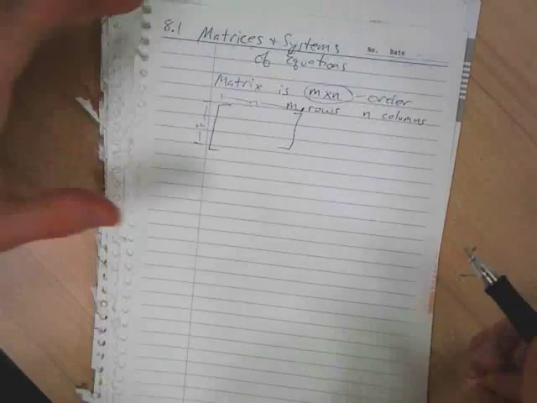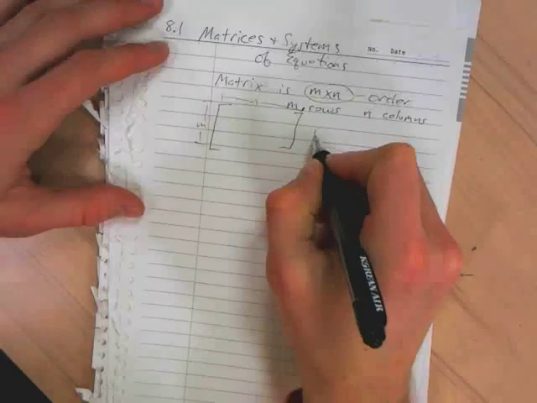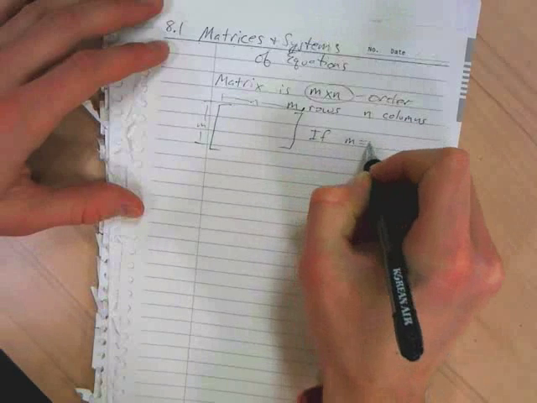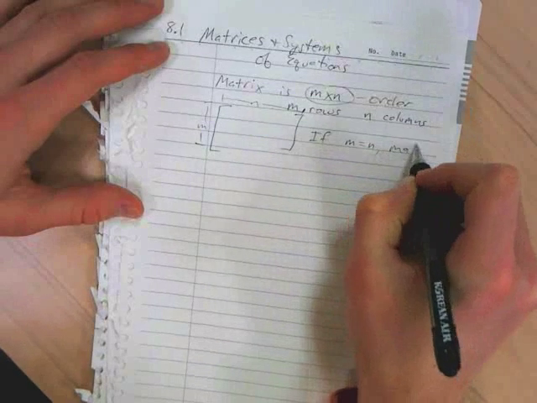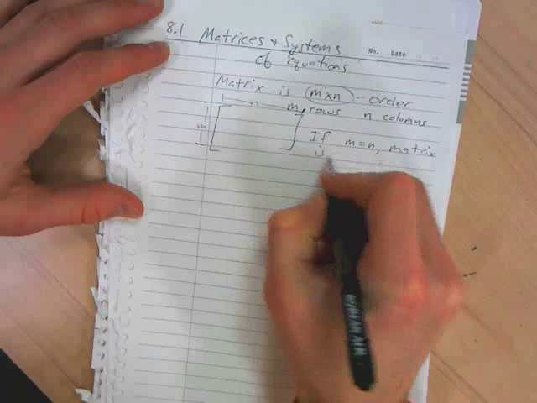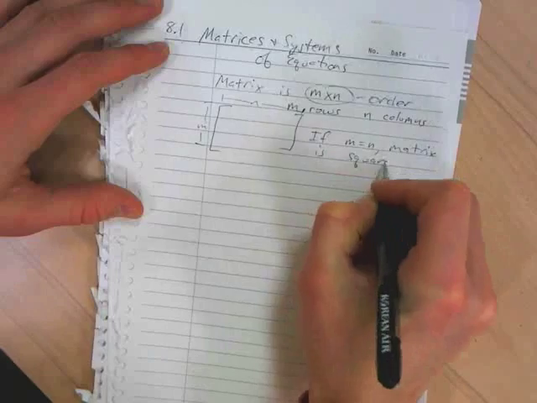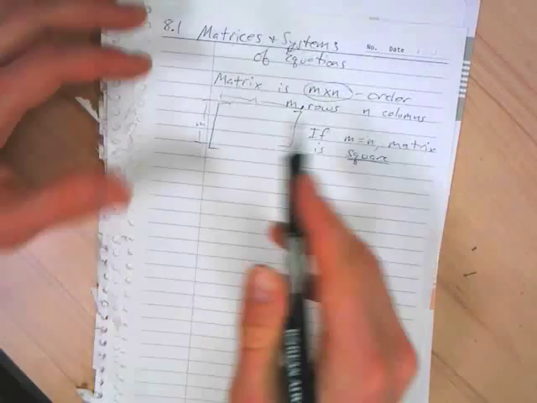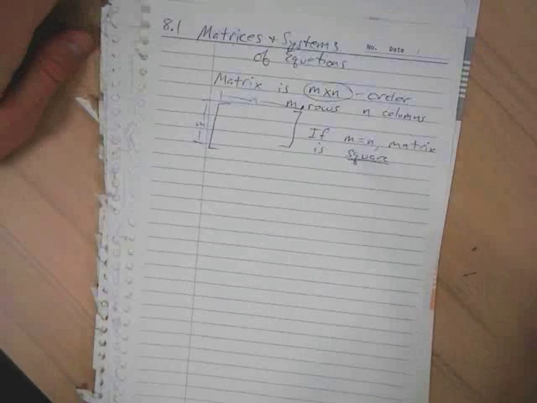And so in just a special case, if m equals n, then the matrix is said to be square, because it'll make a square shape if there are the same number of rows and columns.